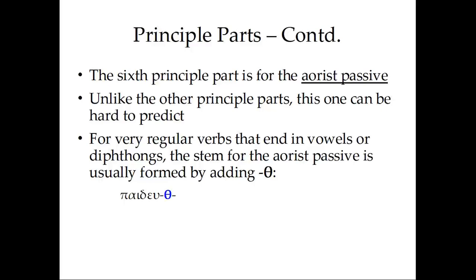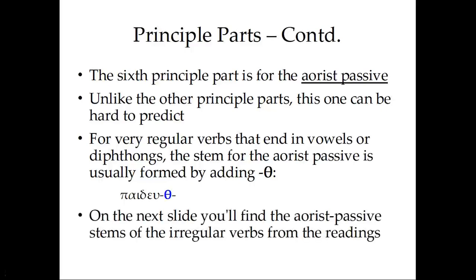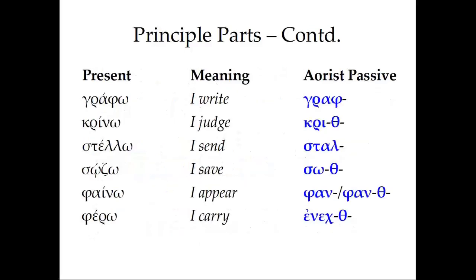And if we were to continue forming the rest of the aorist passive for this, we would have the meaning we would expect. Aorist passive, I was educated. Aorist was, passive educated. On the next slide, you'll find the aorist passive stems of the irregular verbs from the readings. This is not by any means an exhaustive list. This is just some verbs. They happen to be the ones we'll see in the readings.